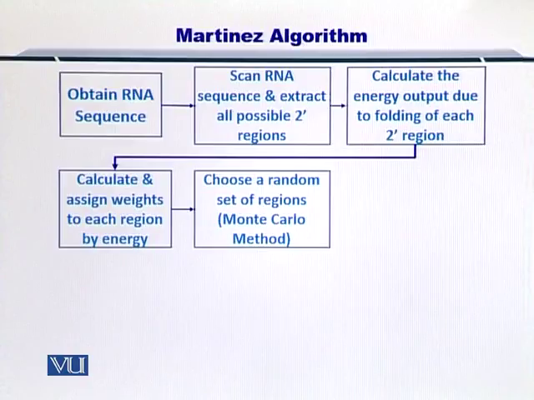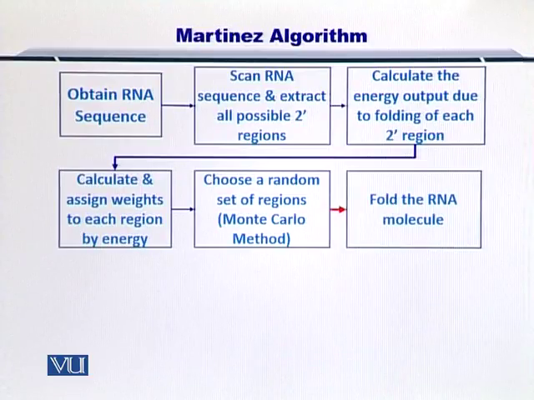Now what you have to do is to select a random set of these secondary regions and make combinations. So this is typically called the Monte Carlo method. So one thing that you must note here is that those secondary structures that were favored as a result of their property that they gave out more energy and were hence more stable will be favored in this selection process.